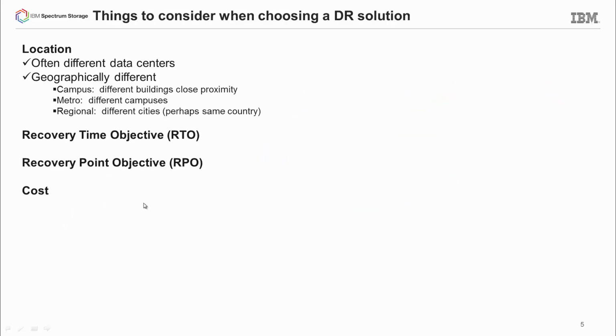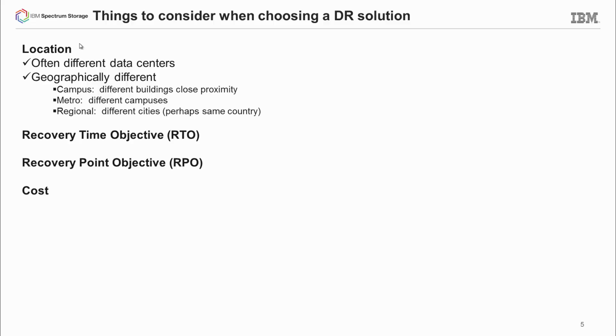When we talk about a disaster recovery solution for the Spectrum Protect server, some of the things you got to consider are: where would you do your disaster recovery? Will it be at a different data center? Will it be geographically different, as in just across the campus? Or is it across the city? Or is it across the country? Or perhaps even in a different country?